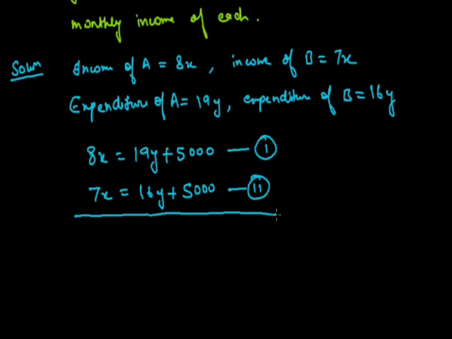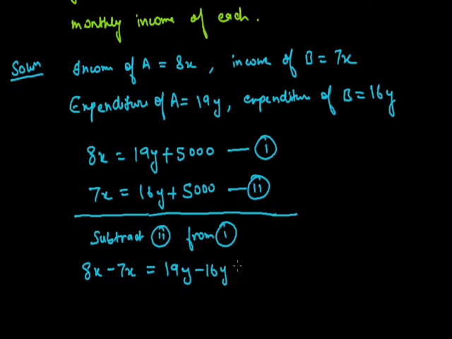The easiest method to solve these equations is this: if we make the equation coefficients equal, it will be a little more complicated because it will just increase the calculation. So what we can do directly is subtract the second equation from the first one. Accordingly we'll get 8x minus 7x is equal to 19y minus 16y plus 0, that is 5,000 minus 5,000 as 0. So we get the relationship between x and y as x is equal to 3y.